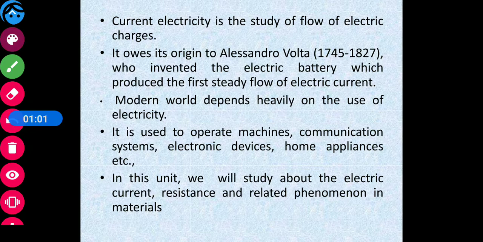Now, we know that Alexander Volta invented the electric battery, which produced the first steady flow of electric current. The modern world depends heavily on the use of electricity. As you know, right from early morning till night, if there is no electricity, then life becomes boring. We cannot do anything without electricity. So in this unit, we will study electric current, resistance and related phenomena in materials.